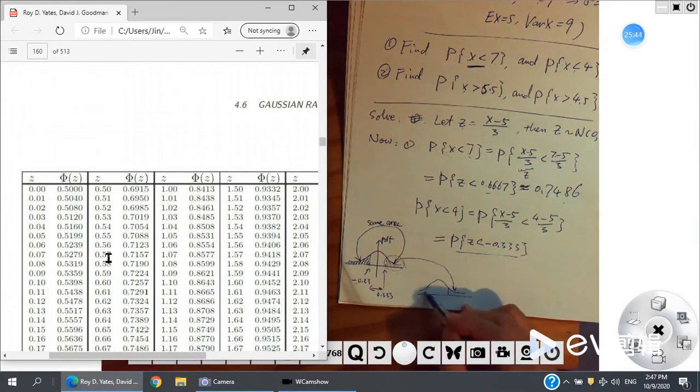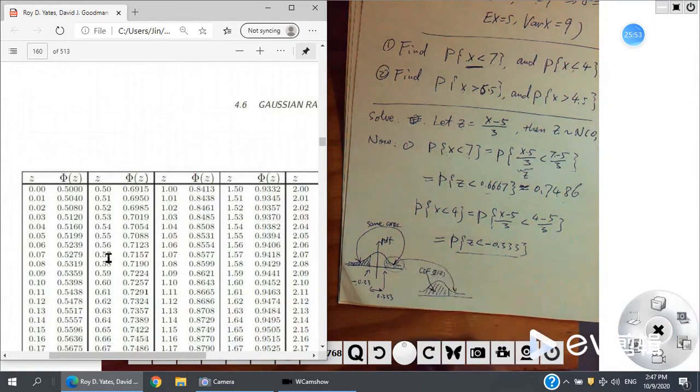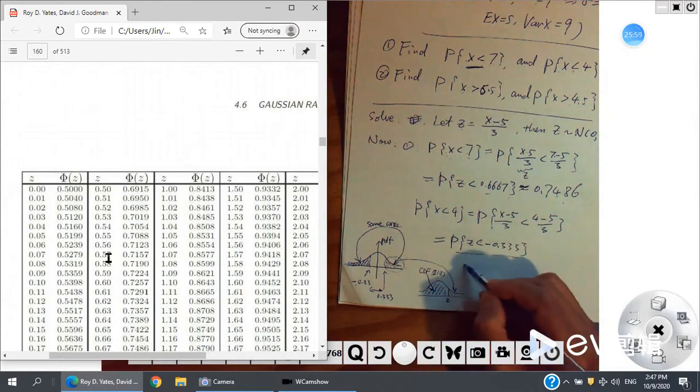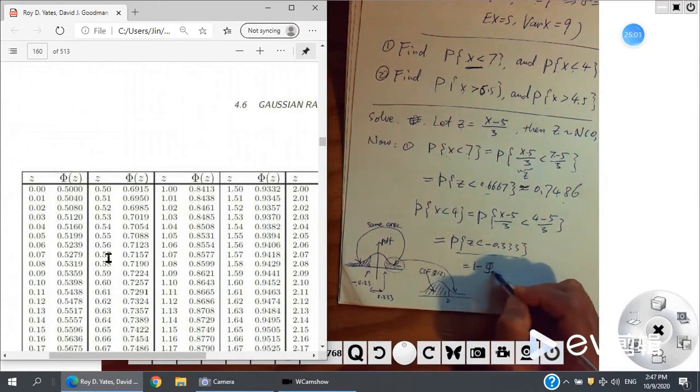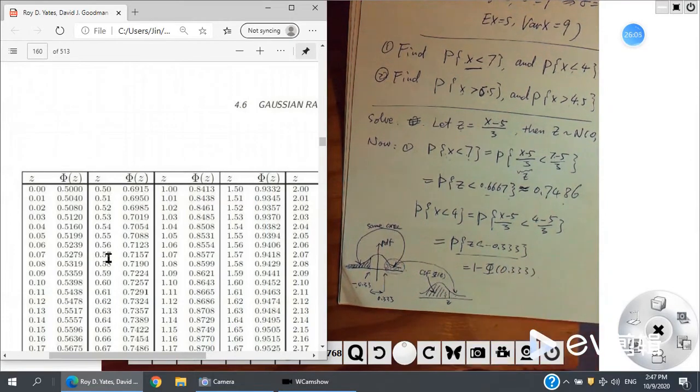We know this part. This is a CDF, phi of z, if here is a z. Okay, so it is what? It is 1 minus phi of 0.333. You got it?